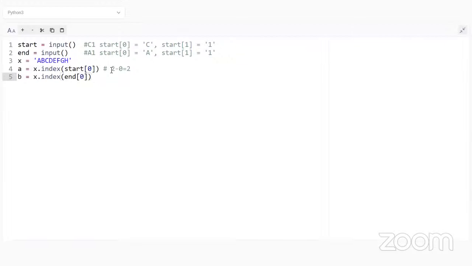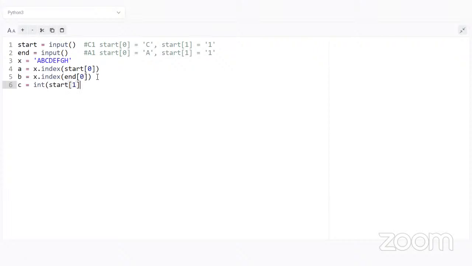Okay. So let B be x dot index of end of 0. In our particular case, B will be equal to 0 because end of 0 is A. So x dot index of A is 0, as A is at the start. That's why the index is 0. Now let me take C equals end of 1. Start of 1, since that is a string, I need to convert that to an integer.